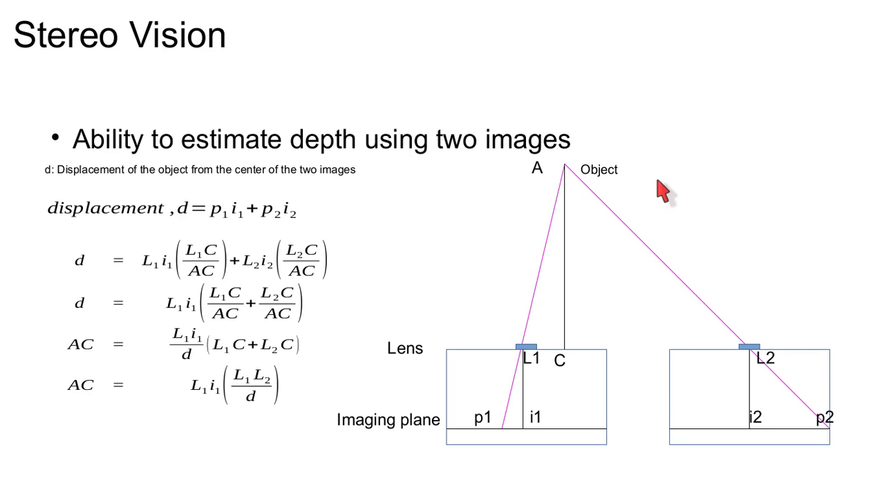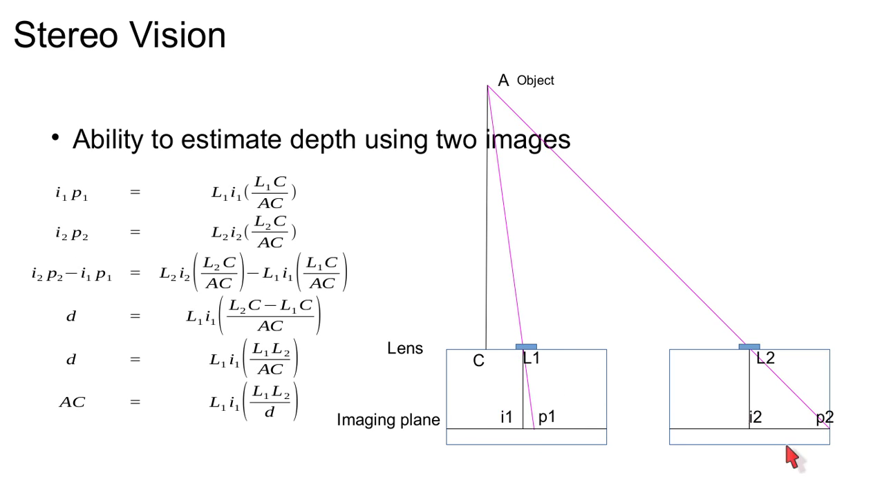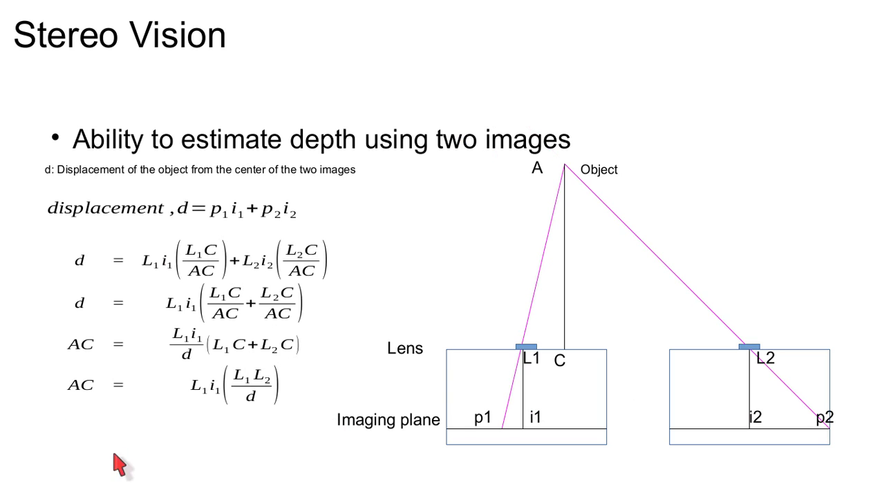So there are two situations of how an object may be incident on two separate cameras. If the object is incident on opposite sides of the principal axis, the displacement is computed as the sum of these distances. If the object is incident on the same side of the principal axis, like in this situation, the displacement is computed as a difference. But in both cases, the equation to obtain depth is the same. There's only a difference in how the displacement is computed.